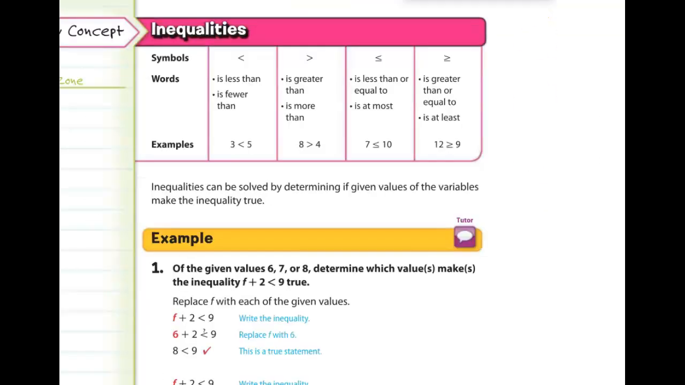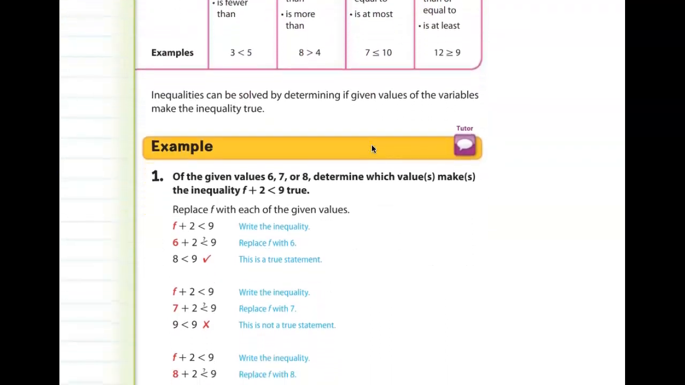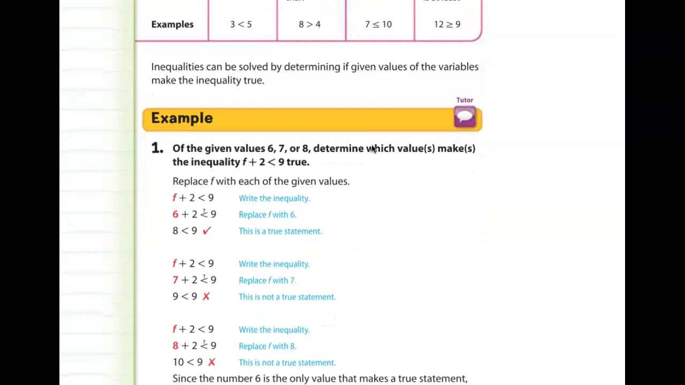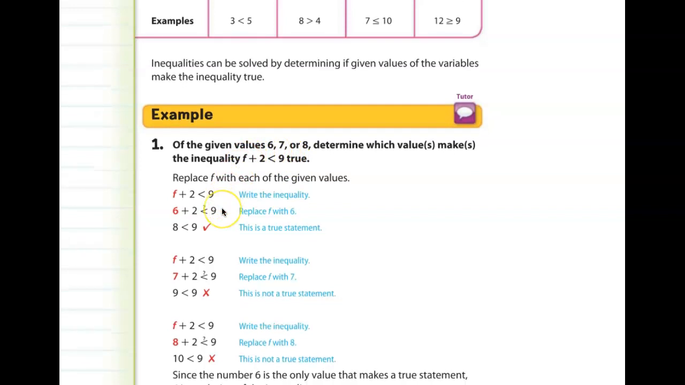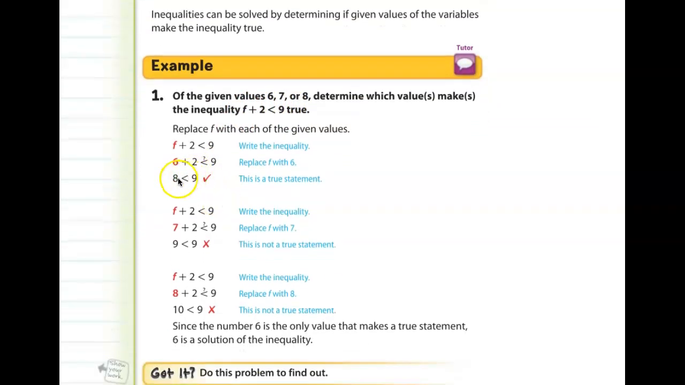Let's go ahead and look at the textbook. Here's another chart that shows what the various symbols mean. Today's lesson, we're really focusing on whether certain values can be true given an inequality sentence. So this says that f plus 2 is less than 9. Can 6 be a possible answer? And so you can see here, 6 plus 2 is 8. 8 is less than 9. So yeah, 6 is a possible answer.